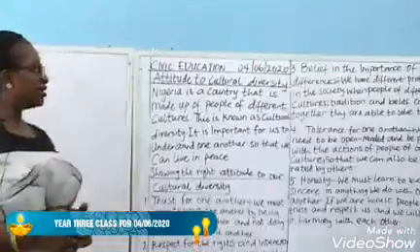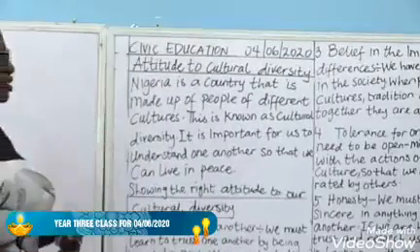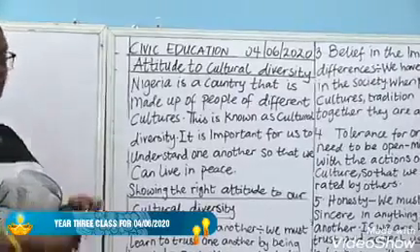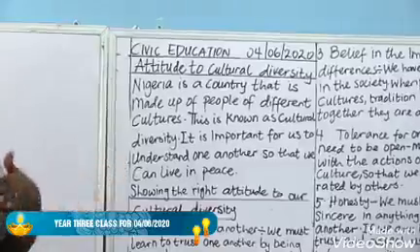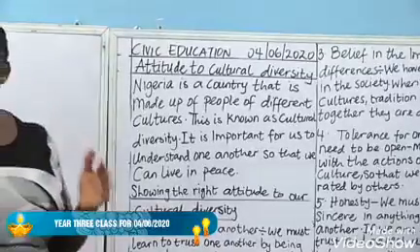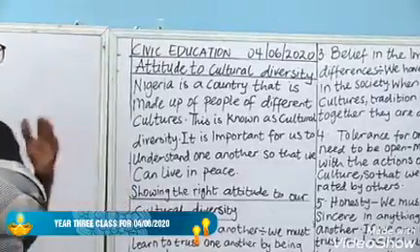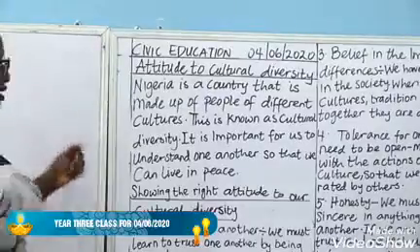We're going to be doing civic education now, and our topic in civic education is attitude to cultural diversity. Nigeria is a country that is made up of people of different cultures. We have over 300 ethnic groups in Nigeria. So Nigeria is a country that is diverse in culture.